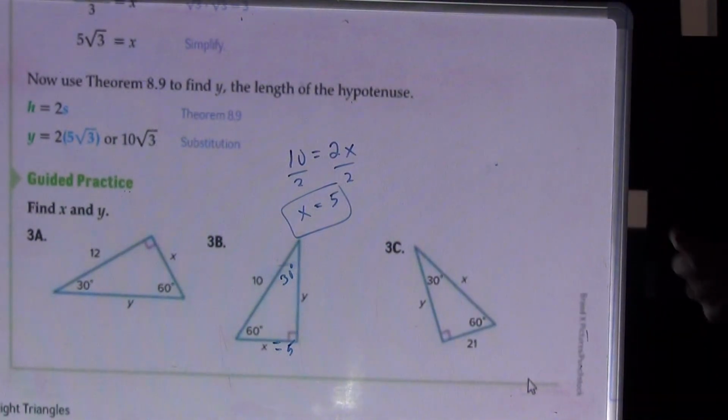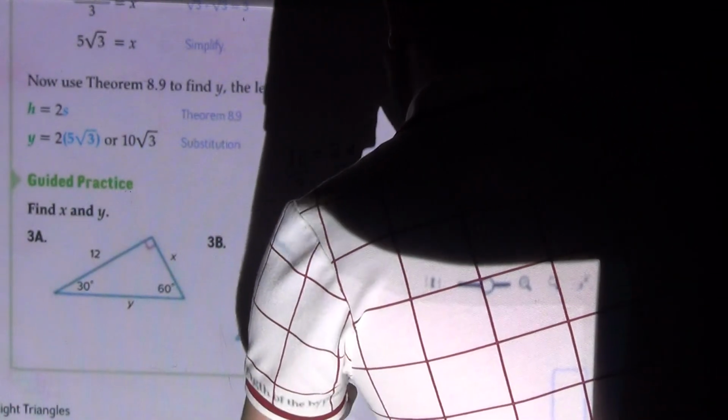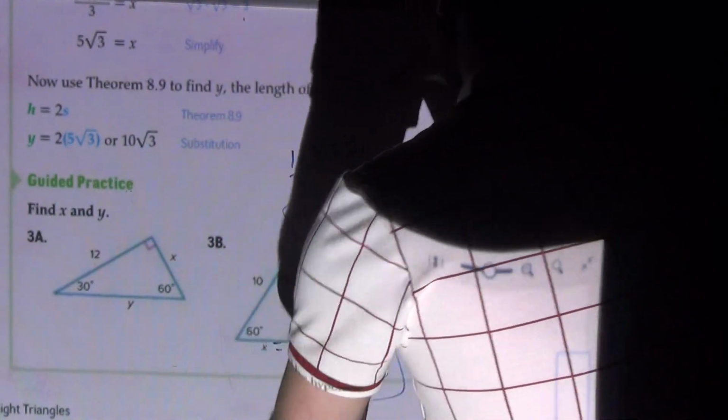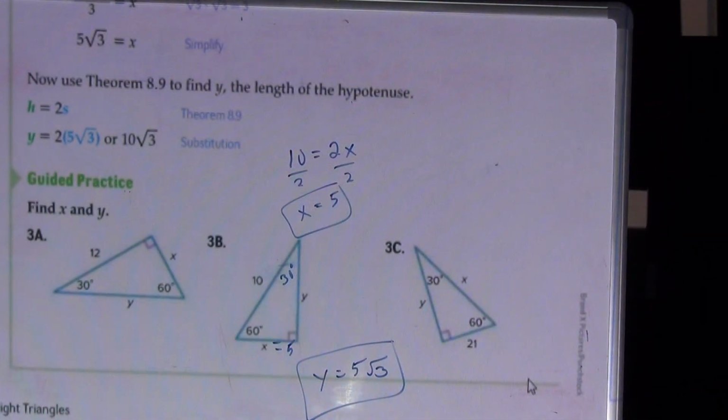Once you find that, everything else falls into play. I know the side across from the 60 is the side across from the 30 times square root of 3. So y is just going to be 5 times the square root of 3. That's it. Again, from the rules. You got to use the rules above.